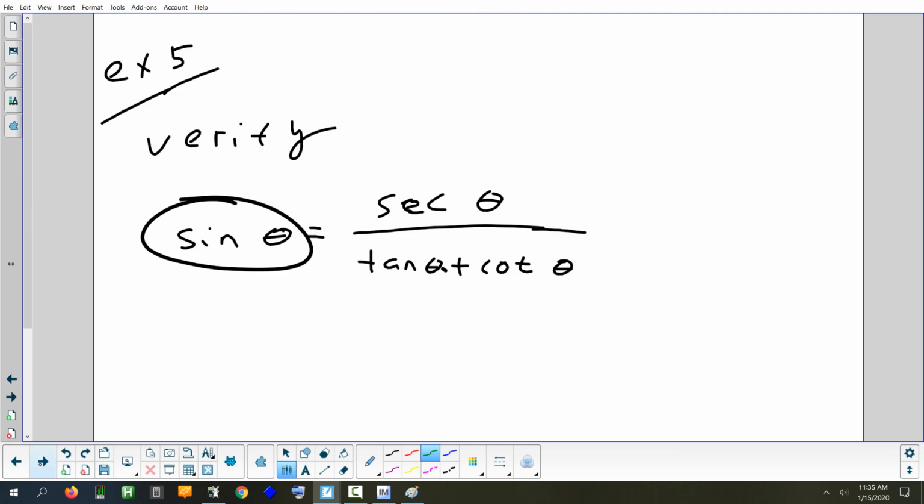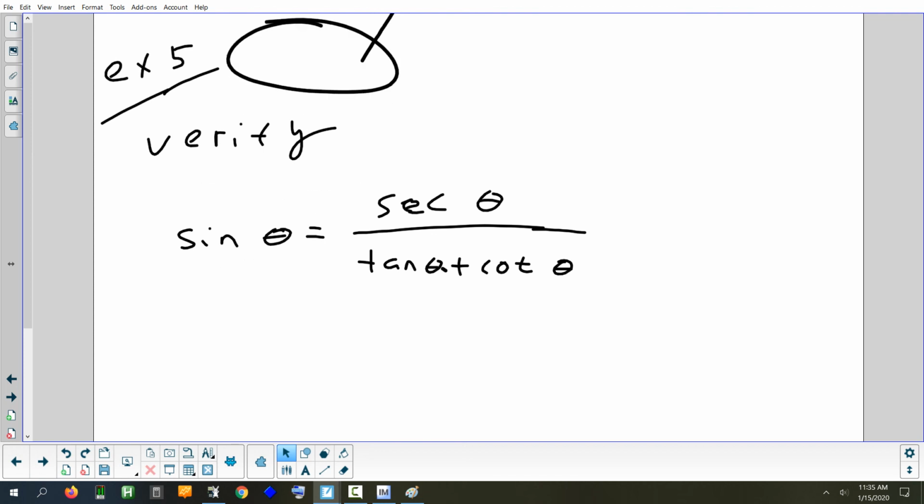All right, so now our first verify. With verify, start with the side that looks more complicated and try to simplify it. Now, sometimes you may start this process and get stuck and realize, you know what, this is just getting worse and worse and worse. Just start over and try a different approach. If you changed to sines and cosines first, maybe try common denominator first instead. Try something else.